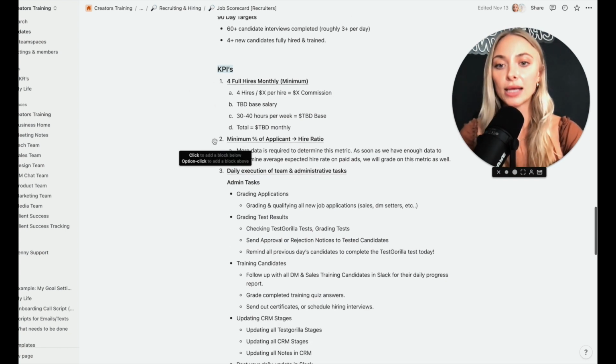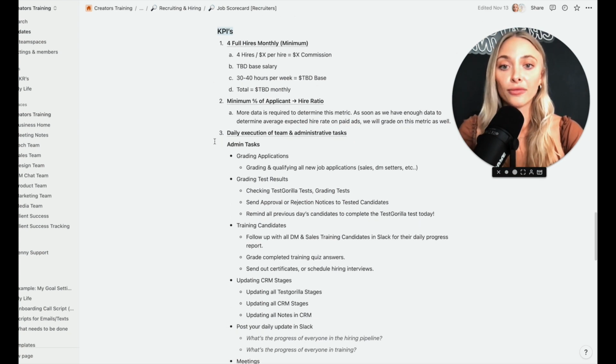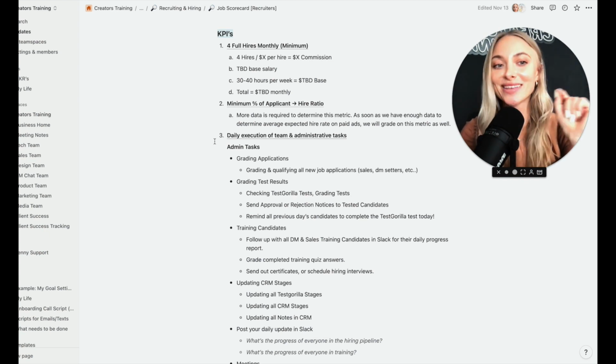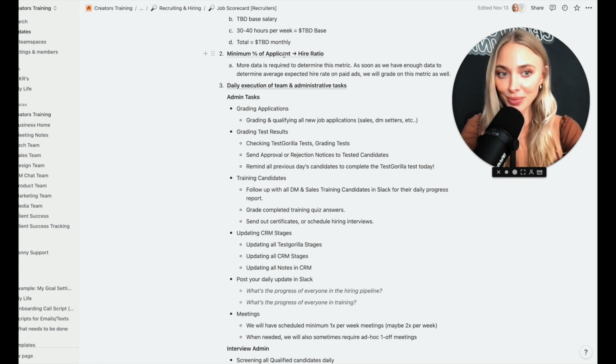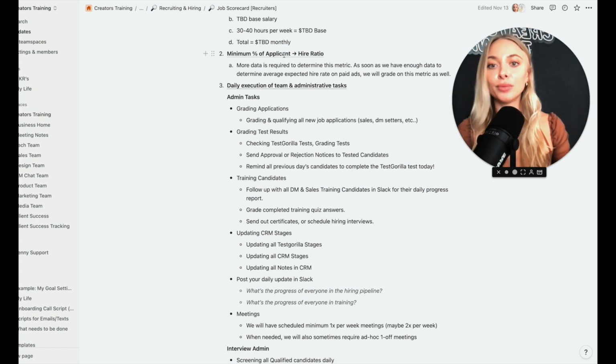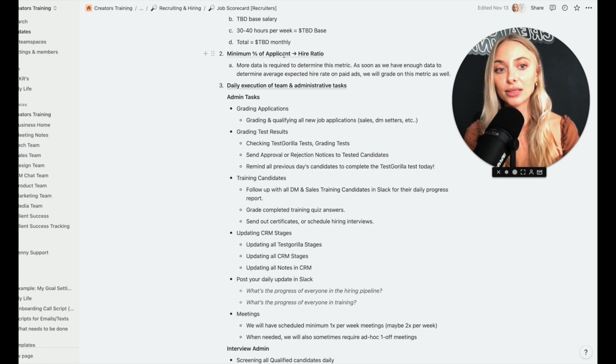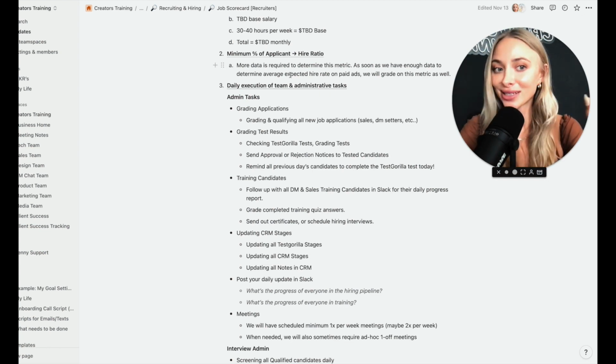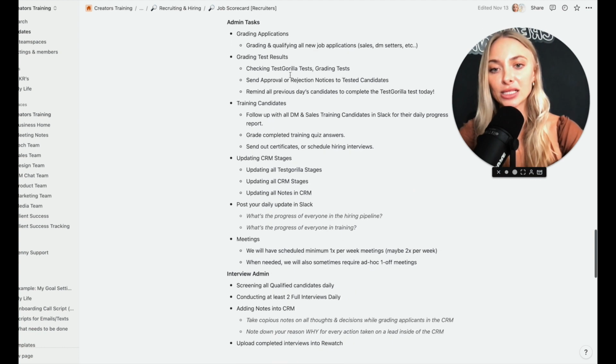So for the KPIs, you want to have clearly measurable, specific goals set on a monthly basis. For example, for the recruiting role that we have, at the end of the month, I need to see 4 full hires. The next thing we would KPI a recruiter on is the minimum percentage of applicants that get interviewed to hiring ratio. So for example, if we interview 100, you should at least be able to hire 10. But it's really important that you have clear metrics for performance in your KPIs for your next hire.